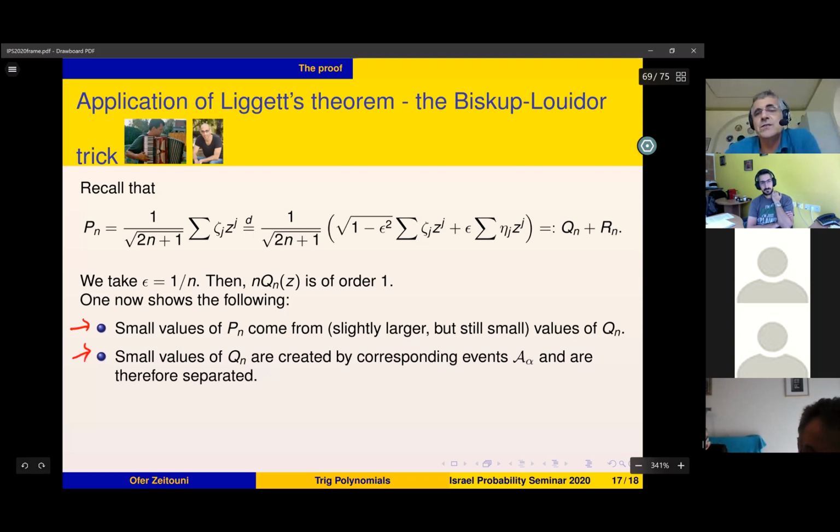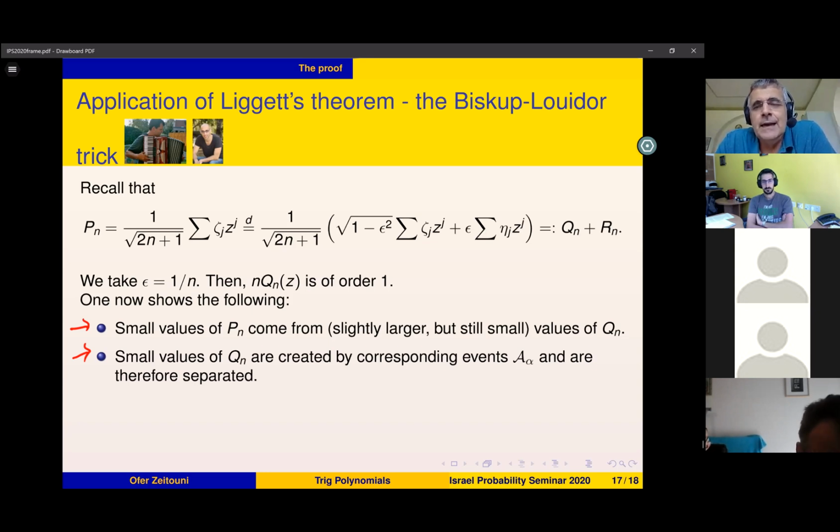Well, you can conclude, first of all, that you need to look at near minima of Q. And second, that these near minima are macroscopically or almost macroscopically separated. And also there are not too many of them by the tightness. So the tightness makes sure that there is order 1 of such points that you need to worry about. But now you are looking at order 1 points that are essentially macroscopically separated. And what do you do? You add to them something related to Rn, right?